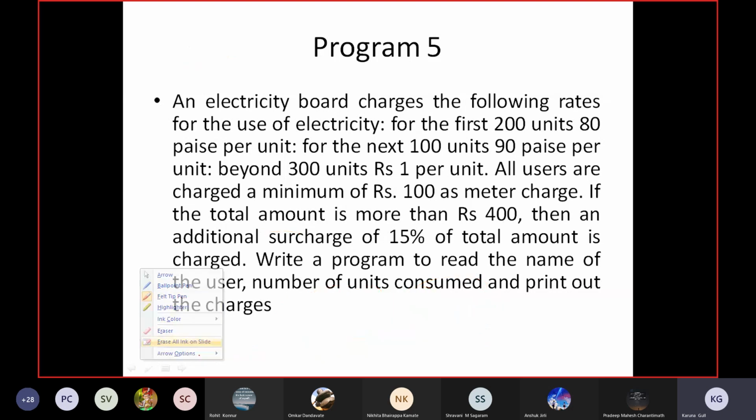How do you calculate the amount now? So I have to calculate the amount. How do I write the charges? So the total charges that you have to pay.